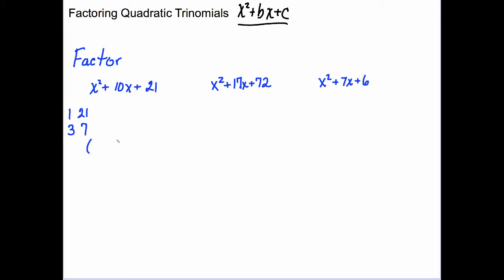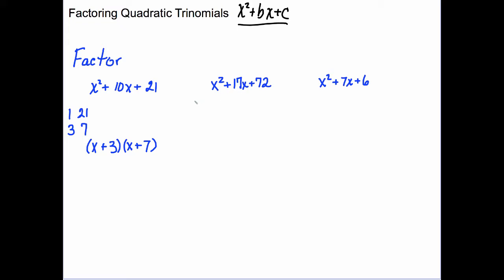So then we know that we can factor this into x plus 3 and x plus 7. And if you do the math, you'll find out that x plus 3 times x plus 7 does indeed equal x squared plus 10x plus 21. Let's take a look at the next one. x squared plus 17x plus 72. We're looking for two numbers that multiply to 72 and add to 17.